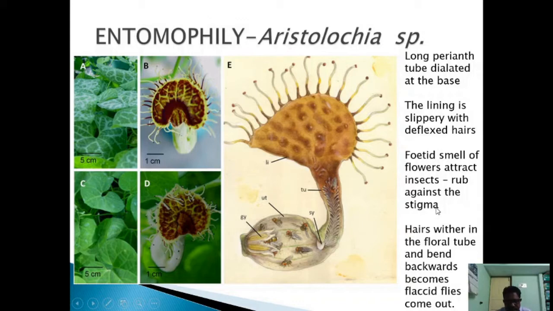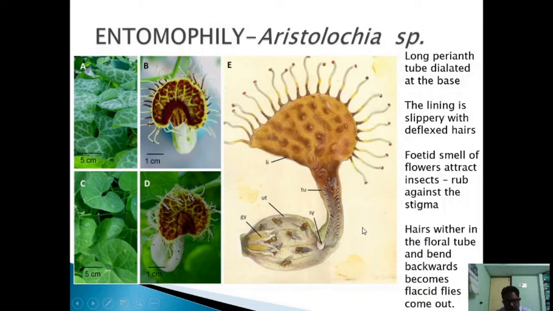that rub against the stigma, and once they are trapped inside, now here is the stigma, the gynoecium is here, and what happens is they are trapped and the pollen grains are getting dusted. Pollen grains are getting dusted, and when they enter into another flower, they get again trapped and transfer these dusted pollen grains to the stigma of another flower. Now hairs wither in the floral tube, and then what happens? They bend backwards. Now this structure bends backwards and becomes flaccid, and these flies come out eventually.